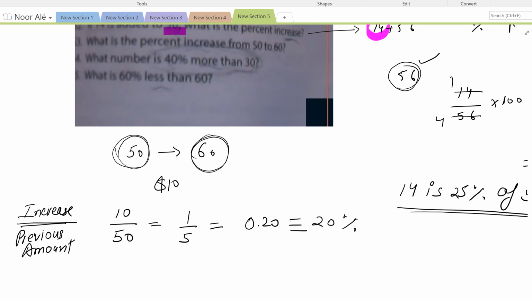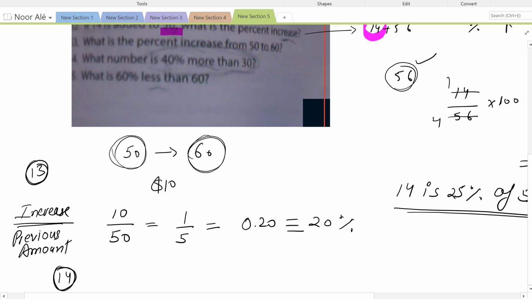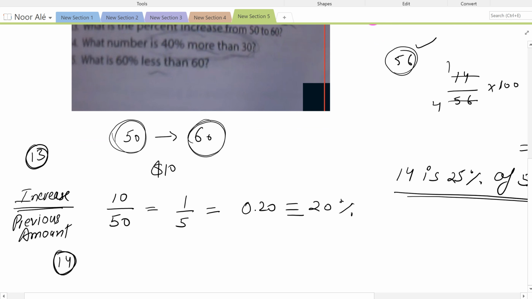Are you good with that, Noor? Yeah, I'm getting it now, because it's simply take away the 60 minus the 50. That's the total increase. Put it over my base of the previous amount, and then reduce it to get the decimal, get the percentage out of that, because I'm being forced to memorize the percentage values of the fractions.